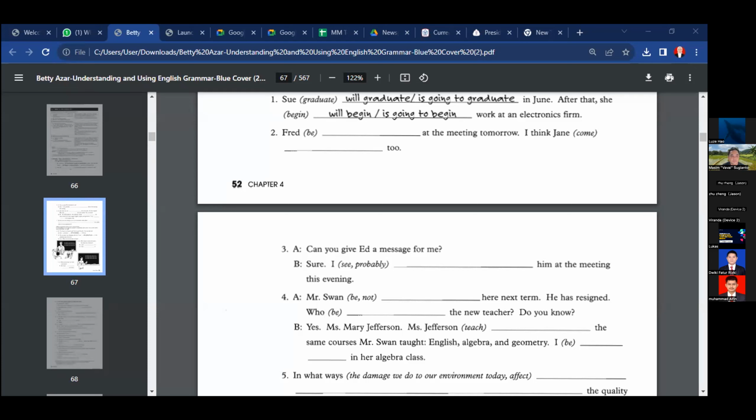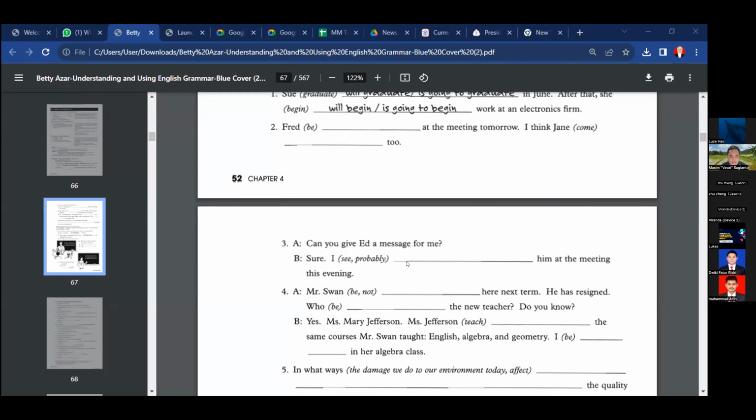Hello, Mr. Pafai. Hello, Firanda. The discussion is stuck on number 4, sir. Mr. Swan. So you can decide whether it is exactly sure that he has resigned. He has resigned. I think this is sure. Yeah, so you can use going to.